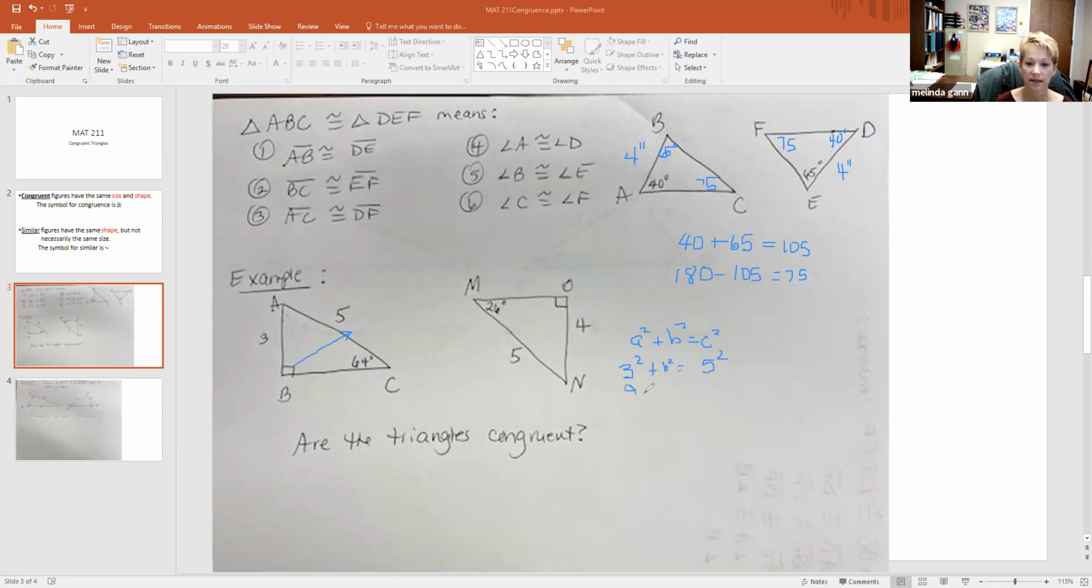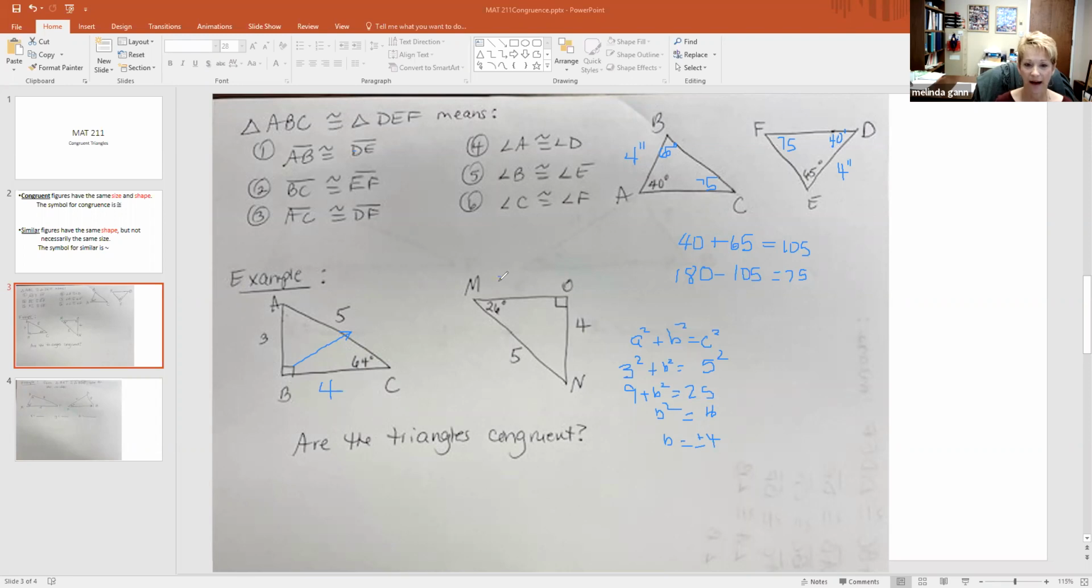So 3 times 3 is 9. And of course, 5 times 5, that 5 squared is going to give me 25. So if I subtract 9 from both sides, my B squared is going to be 16, which says B is either a positive or a negative 4. But this is the length, so that's got to be a positive 4.